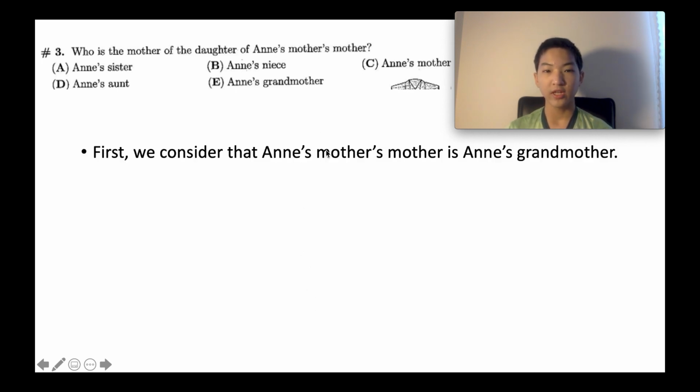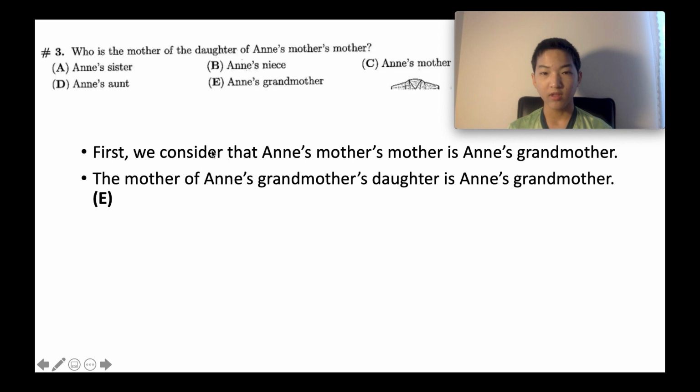So first we consider that Anne's mother's mother is Anne's grandmother. The mother of Anne's grandmother's daughter is just Anne's grandmother herself. So that would be E. So just to draw it out again to make sure it's clear, if we have Anne here, so then her mother's mother, so I'll just say M for mother. Well, her mother's mother will be her grandmother, I'll just say GM.